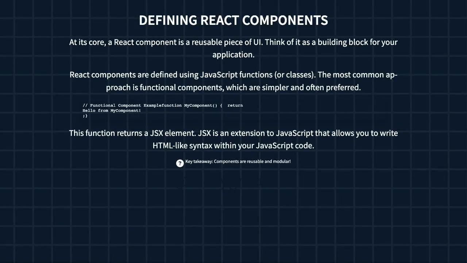Okay, let's talk about defining a React component. Essentially, a component is like a little self-contained piece of your user interface, a building block you can reuse throughout your app. You usually define them using JavaScript functions, and the most common way now is with functional components. These are just regular JavaScript functions that return JSX. JSX lets you write HTML-like code inside your JavaScript, making it easier to think about how your UI should look. It's a really powerful concept for building complex applications in a structured way.